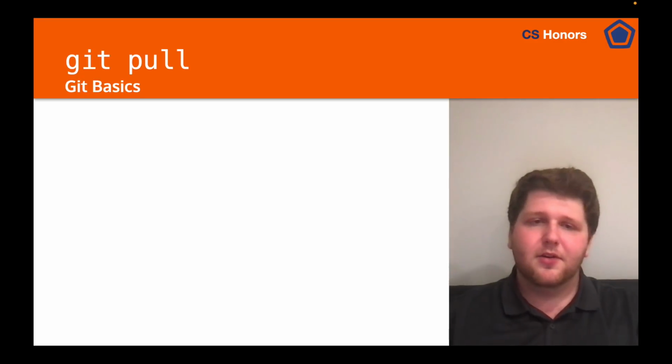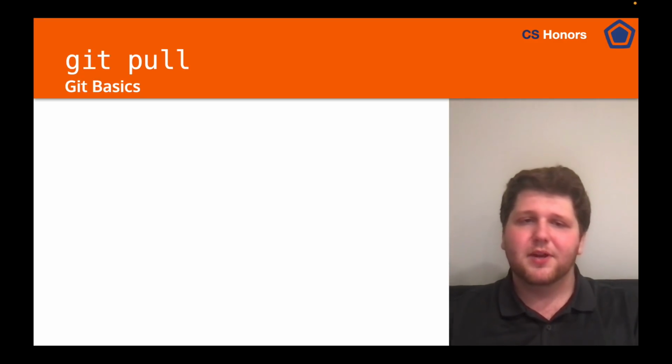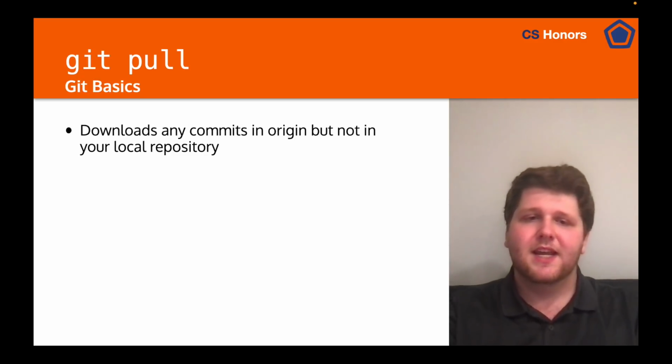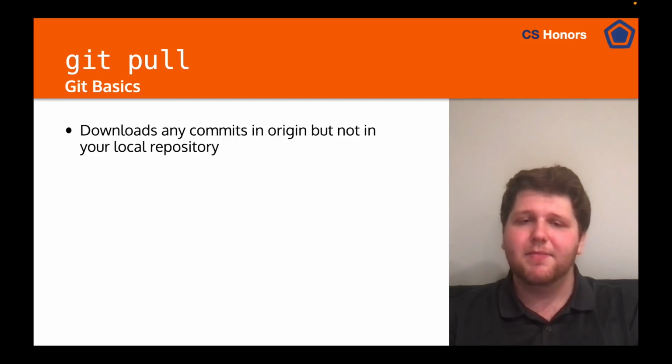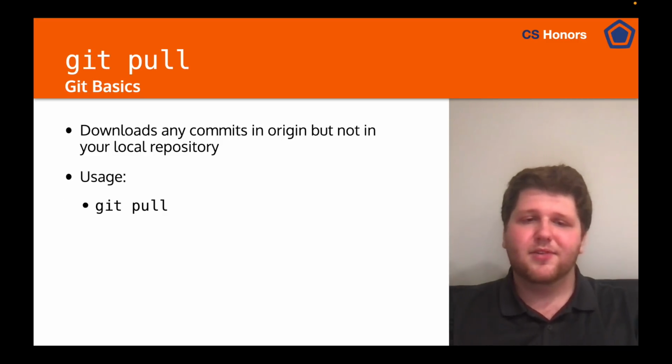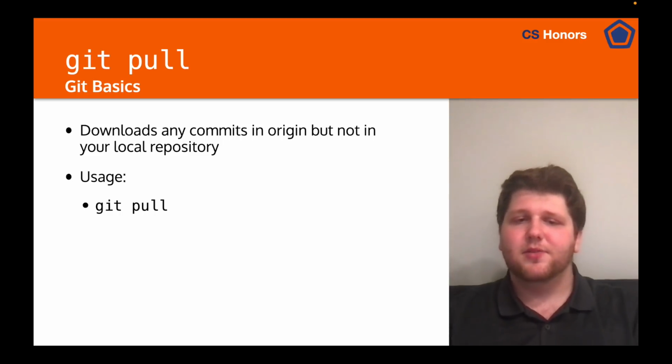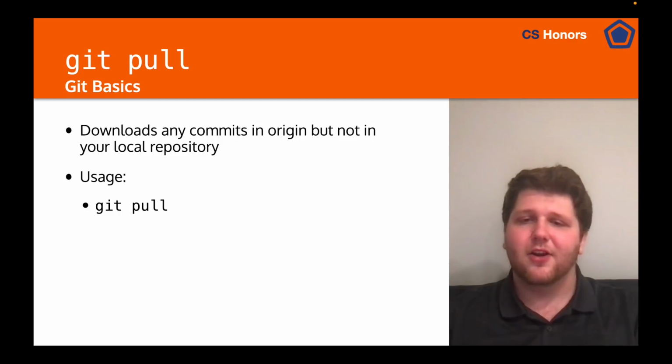All right, so our final command is git pull. What git pull does is the opposite of push, right? It will download any commits that are in origin, but you haven't actually put in your local repository yet. So this will allow you to get any new changes that have happened and put them on your own computer. To use it, it's very simple. Just run git pull. It's that easy, right? As long as you don't have any issues, which once again we'll talk about in the next video, git pull will just automatically take any changes that are in origin and put them on your computer. So let's take a look at that in action.